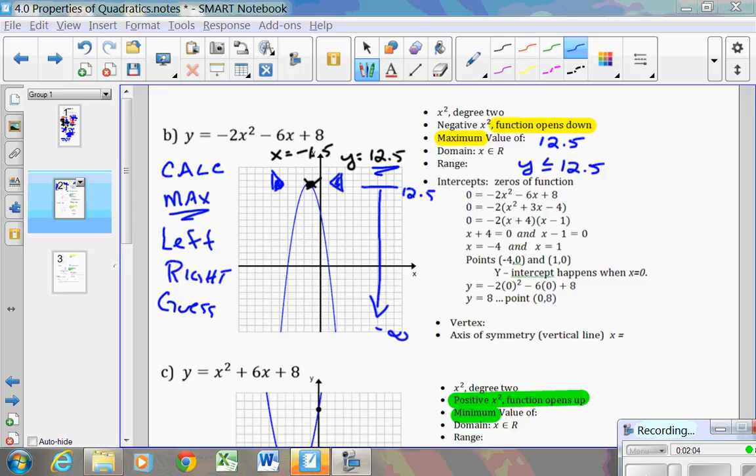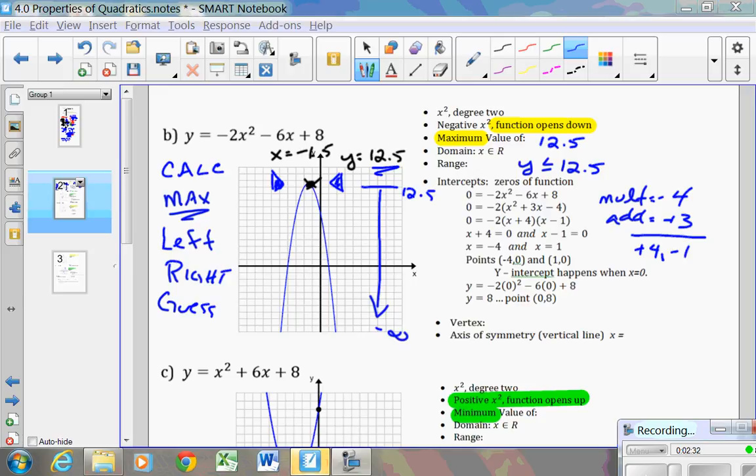To find the intercepts, I did all the work here. I did my intercepts or my zeros by algebra, by factoring, and I factored out the negative 2 to make my factoring easier. What multiplies to equal negative 4, and what adds to equal positive 3? And that's why I chose the numbers positive 4 and minus 1.